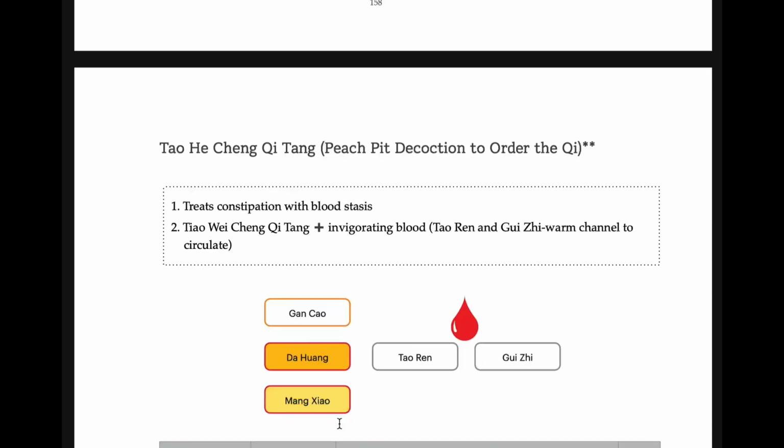And Taoren Cheng Qi Tang is another combination with Cheng Qi Tang, Dahuang and Mangxiao, but with Taoren and Guizhi, just like Guizhi Fuling Wan. So this is kind of Guizhi Fuling Wan for excess condition with low abdominal pain, menstrual pain with distension, purplish lips, those Guizhi Fuling Wan signs, but with constipation. If there's constipation, you should pick Taoren or Tao He Cheng Qi Tang.